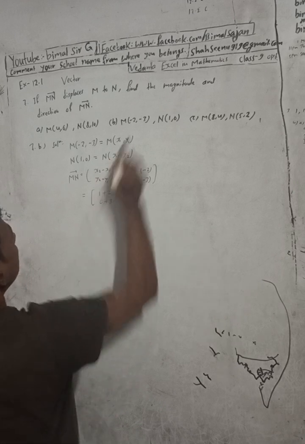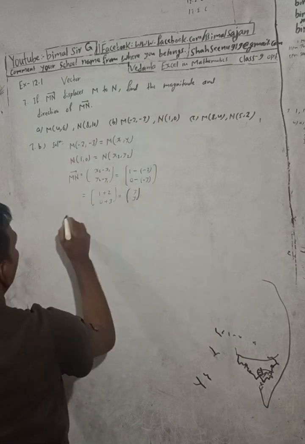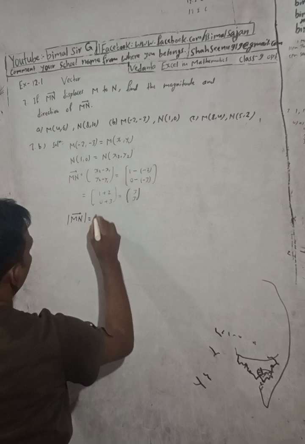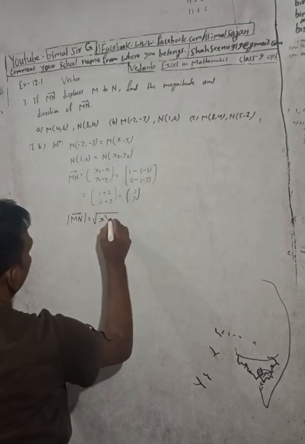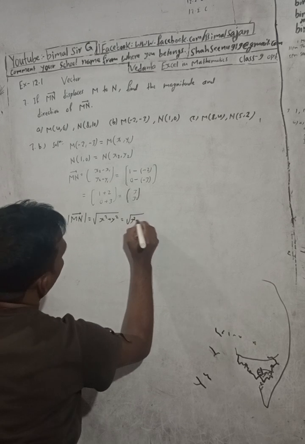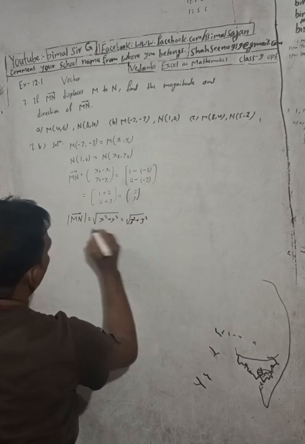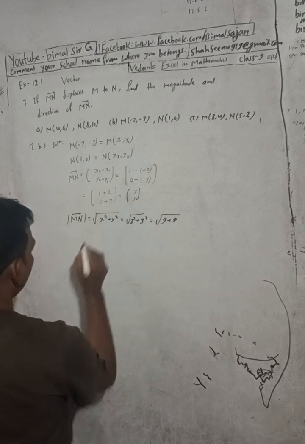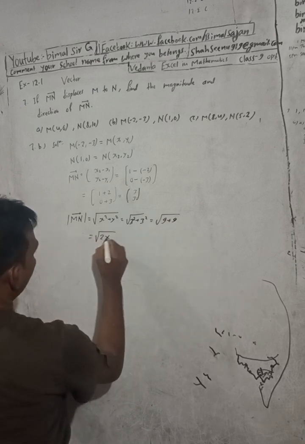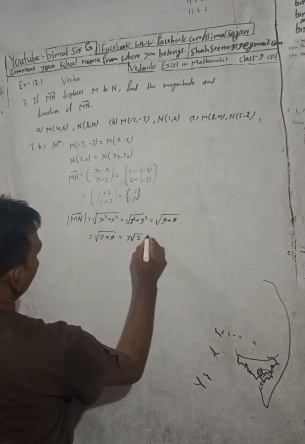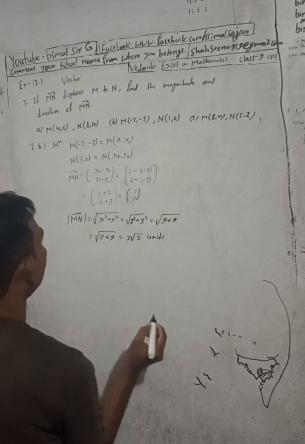Now we find the magnitude. Magnitude means the modulus of vector MN, which is root under x square plus y square. So here 3 square plus 3 square, that means 9 plus 9, which is 2 into 9. So 9 will come outside as 3, and 2 will be inside only. So the magnitude is 3 root 2 units.